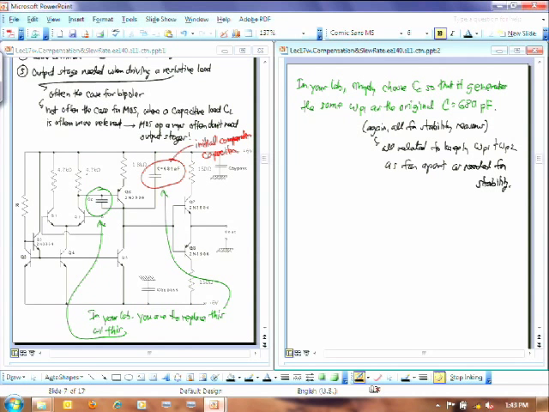But usually that's what you're doing. That's why you're putting the compensation capacitor there. You want to put a lot of gain across this stage, and you would have that large resistance, which you point out correctly we don't have right now.